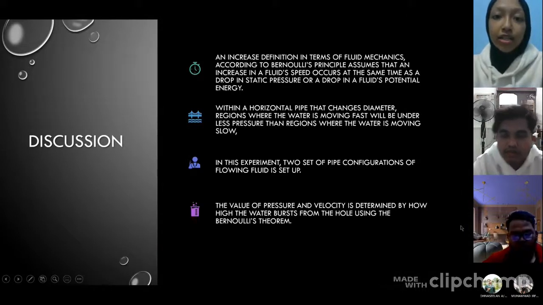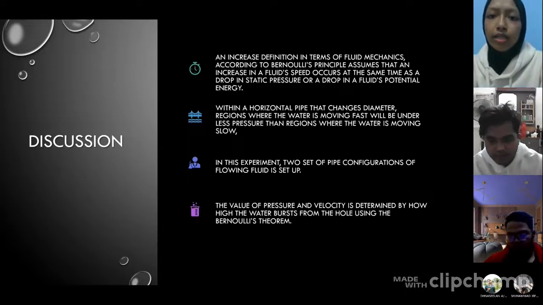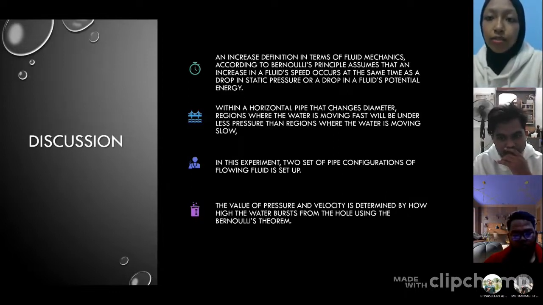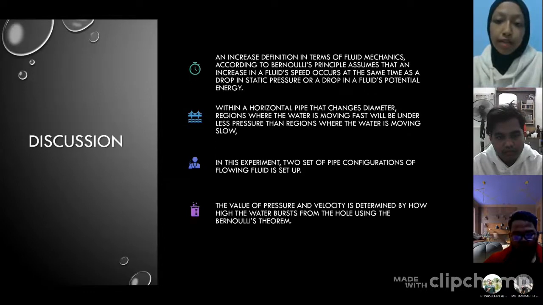Okay, for the discussion, an increase in fluid speed, in terms of fluid mechanics according to Bernoulli's principle, occurs at the same time as a drop in static pressure or a drop in the fluid's potential energy within a horizontal pipe that changes diameter. Regions where the water is moving fast will be under less pressure than regions where the water is moving slow. In this experiment, two sets of pipe configuration of flowing fluid are set up. The value of pressure and velocity is determined by how high the water bursts from the hole using Bernoulli's theorem.